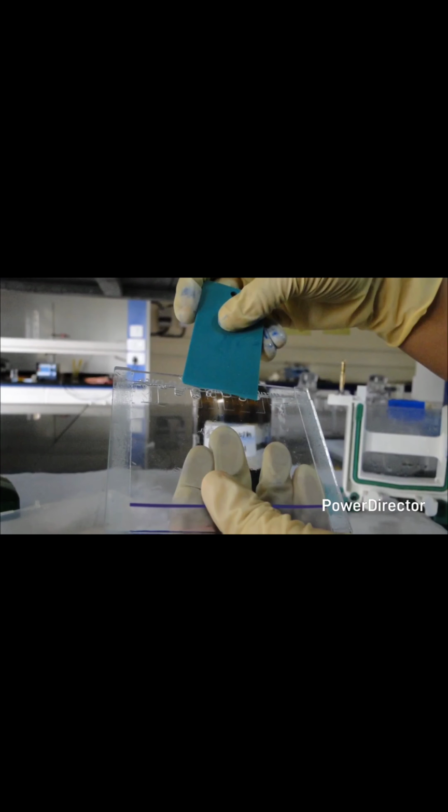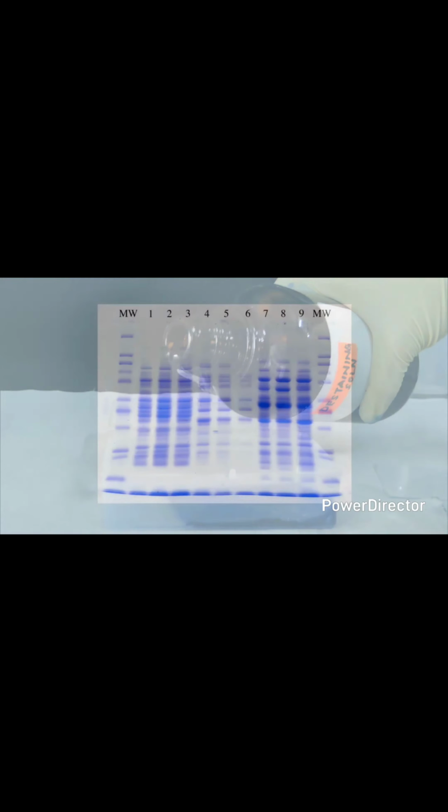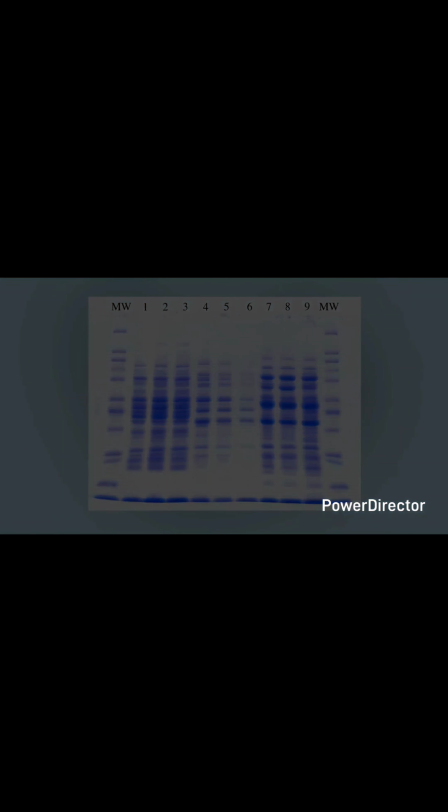Staining the gel. After running the apparatus, switch off the power supply, take out the gel plate and remove the gel. Place the gel in staining solution for 30 minutes. Destain the gel until the bands are properly seen. Approximate the molecular weight of the visualized protein bands by comparing them with the molecular weight marker.